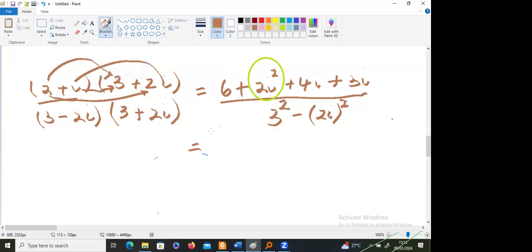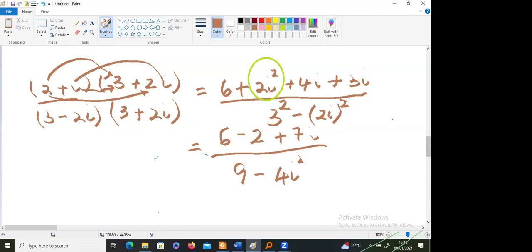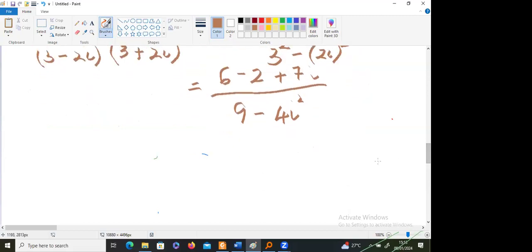What does it give to me? It will give me 6 minus 2. 2. And then the other one is no problem. 7i. And then the denominator, which is a difference of 2 squares, gives me 9 minus 2i, which is again squared. Good. Go ahead and simplify further.